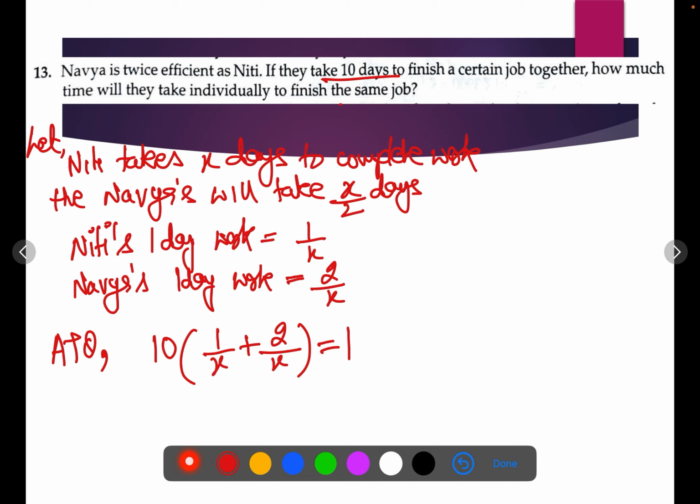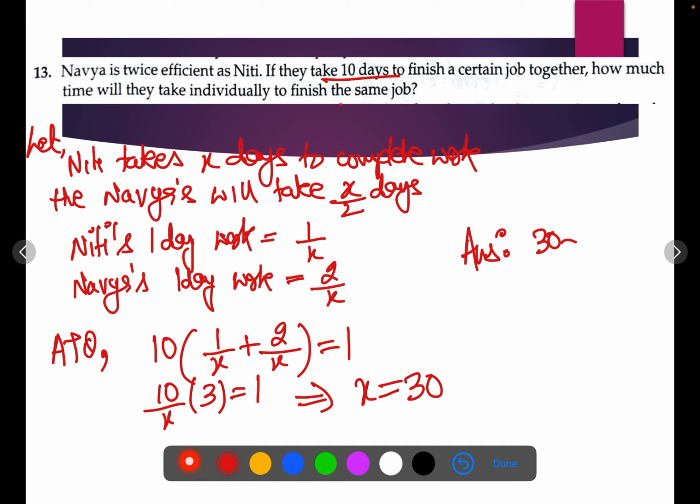Now equation can be solved, right? So what I'll do is 10 upon x I have taken out becomes 3 is equal to 1 implies x is equal to 30, right? Now if x is 30, what will be the answer? Tell me the answer quickly. 30 days for Neeti and 15 days for Navya, right? So here the question has given only the efficiency. We have to relate and find out the answer.